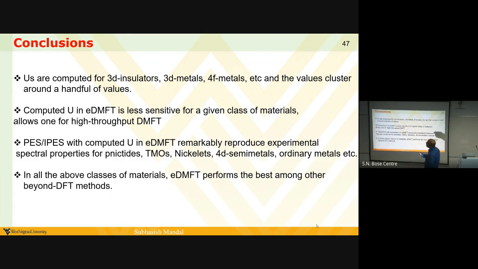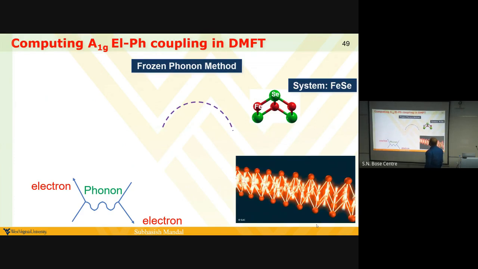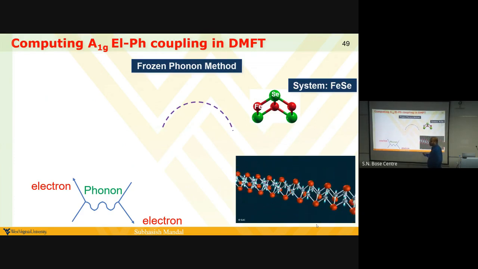Now you can ask this question: all you're talking about is spectral properties, so what happens to the structural properties, the vibrational properties? That is something I'm going to talk about in the next few minutes. So I have 5 minutes. All right, I'm going to talk about how we can compute electron phonon coupling using DFT plus DMFT.